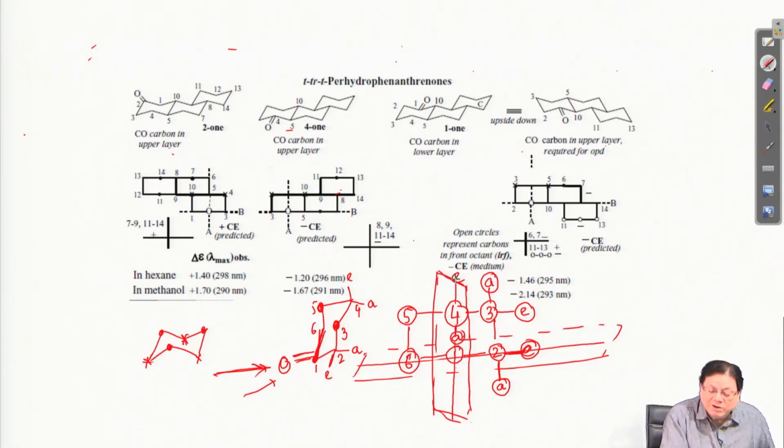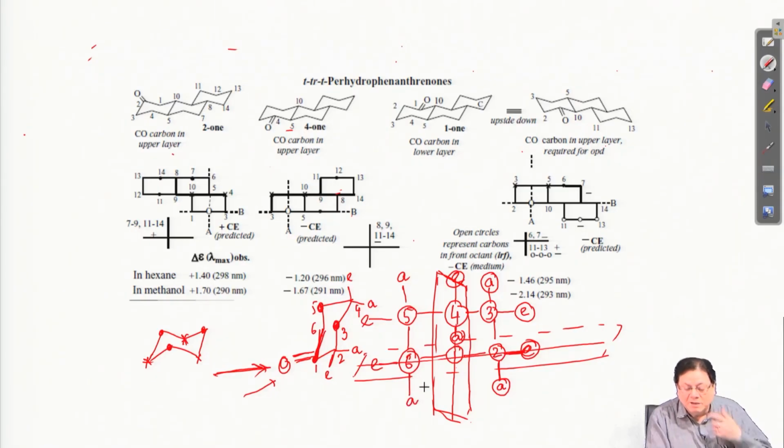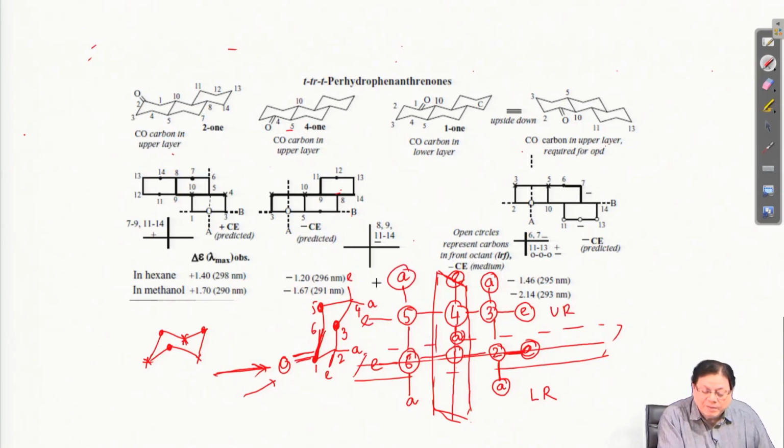So, this is the scenario, and then 5 and 6. So, 5 equatorial is on the left and axial on the right, and then 6 equatorial on the left and axial on this. That means this axial is occupying the lower right. These are occupying the upper right and these are occupying the upper left and this is lower left.